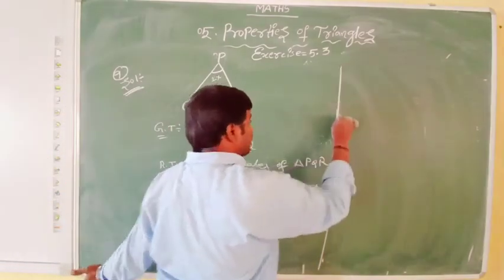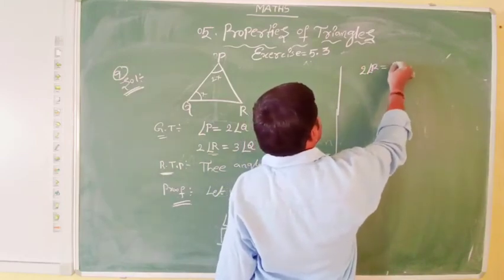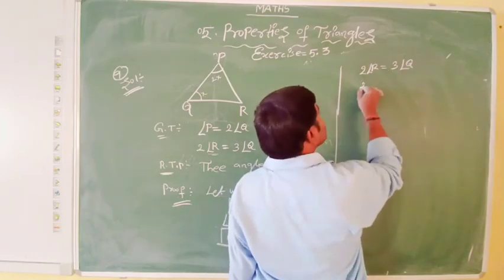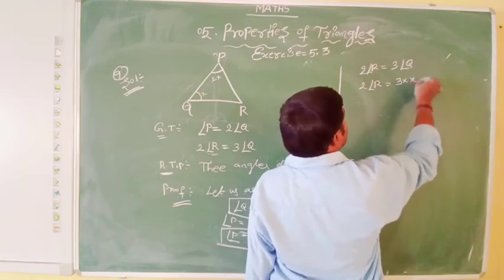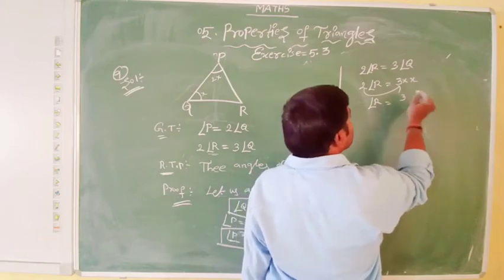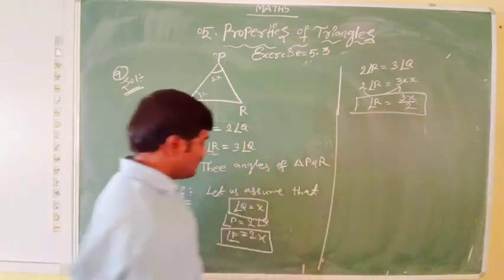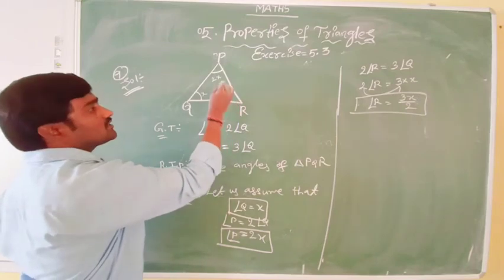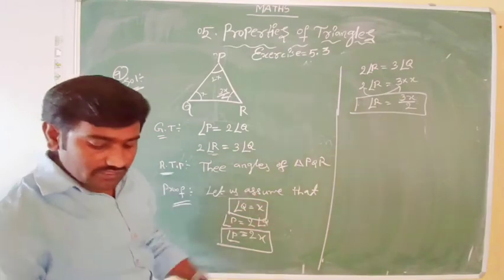Next, the second condition we have to take: twice the angle R is equal to thrice the angle Q. Angle Q, as we have already seen, is x. So 3 into x. This 2 is multiplying, so it will be divided. That equals 3x by 2. We got angle P, angle Q and angle R. Angle R is 3x by 2. Need not worry that it is a fraction, we can solve it in the same method.